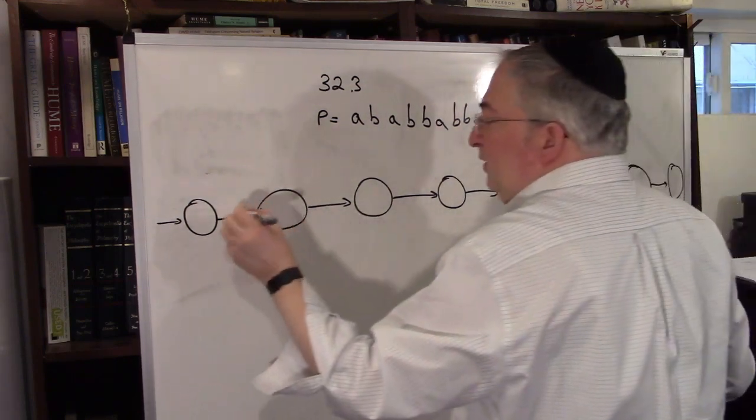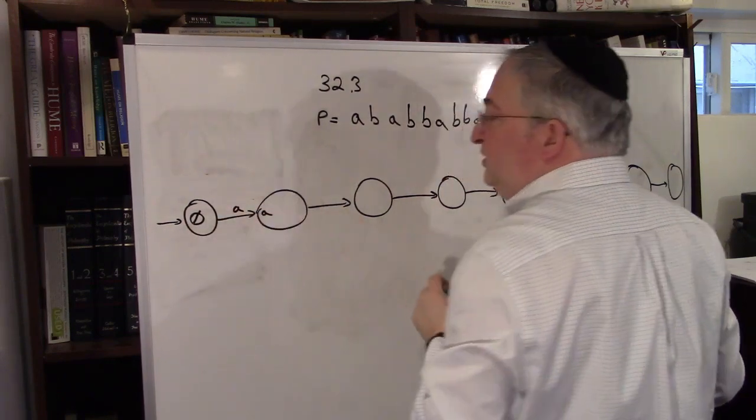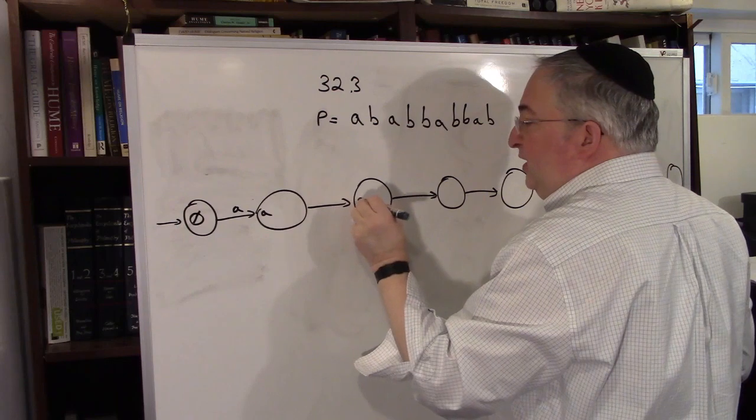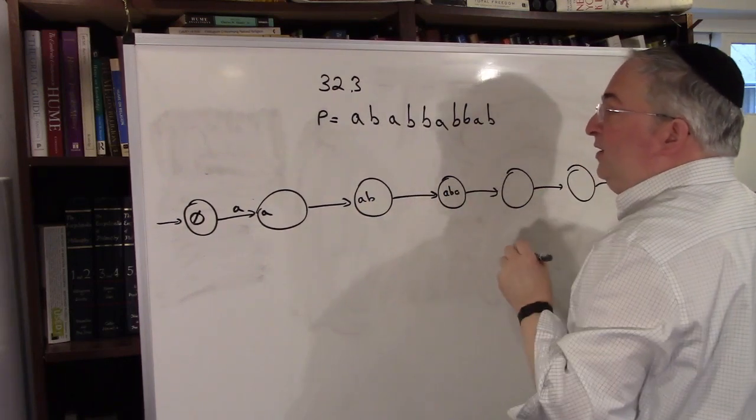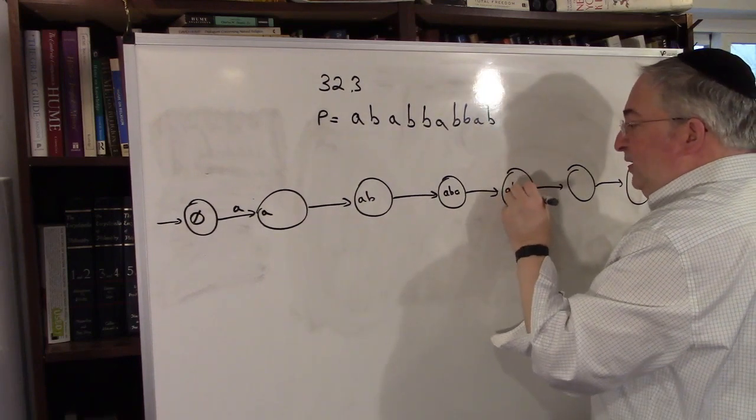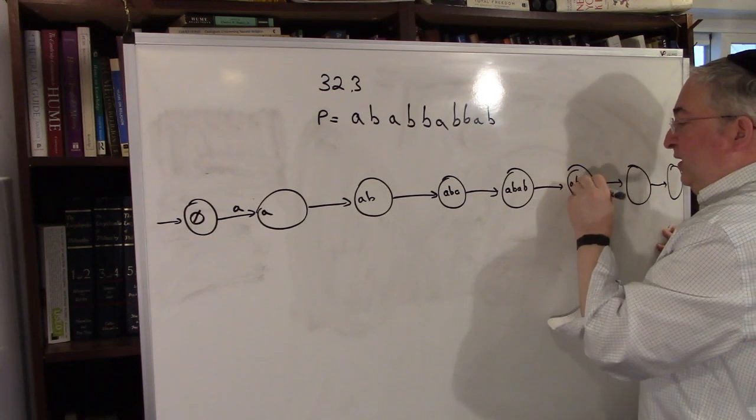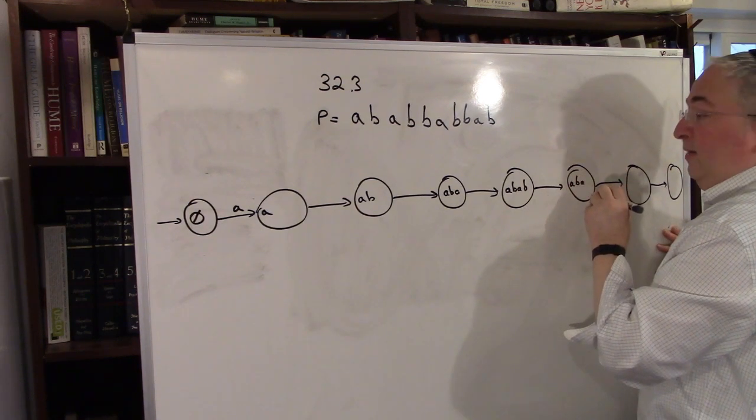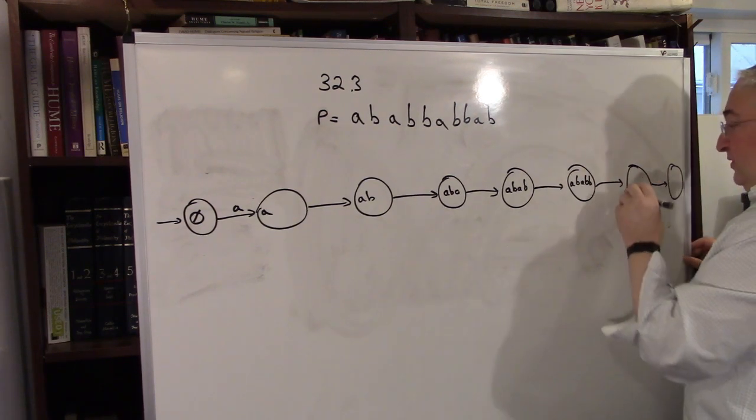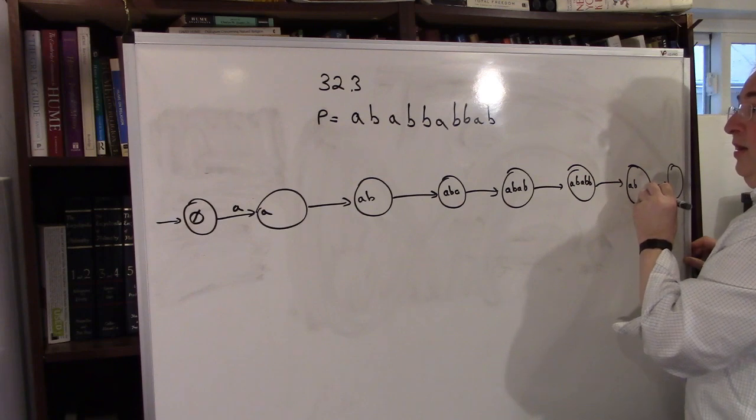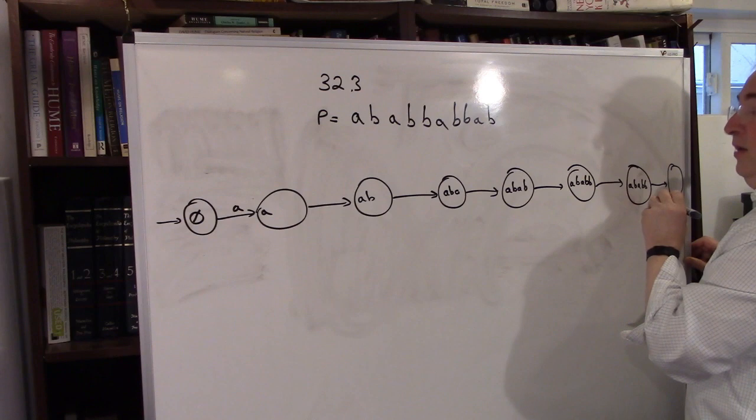So let's do it. You start off with the empty state, then you put down an A. So this is a state where you have an A. Then here you have a state AB. Then here you can have a state ABA. Then here you're going to have a state ABAB. And then here you're going to have a state ABABB, and here you can have a state ABABBA.